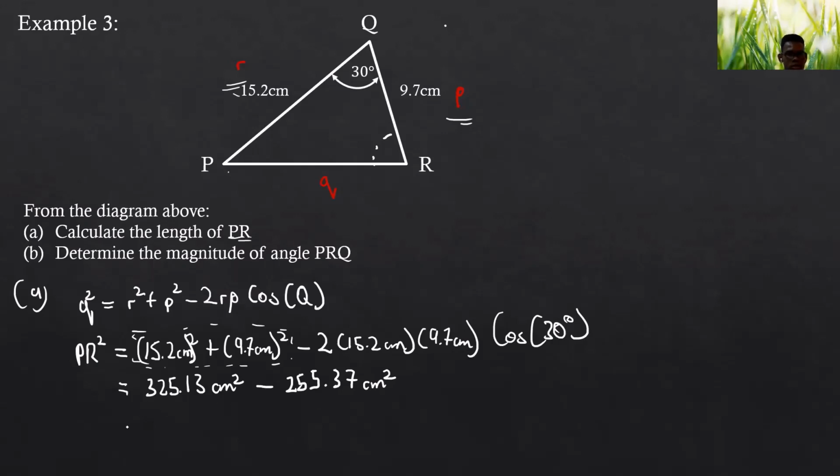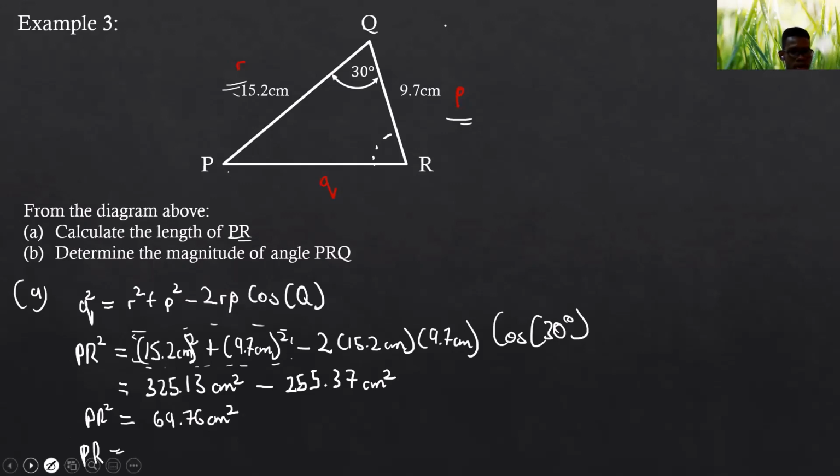Now let's just subtract the 2, of course. We get 69.76, and this is cm squared again. So PR squared is equal to this. Now we want to find PR, not PR squared, so we have to carry over that square. So PR is equal to the square root.